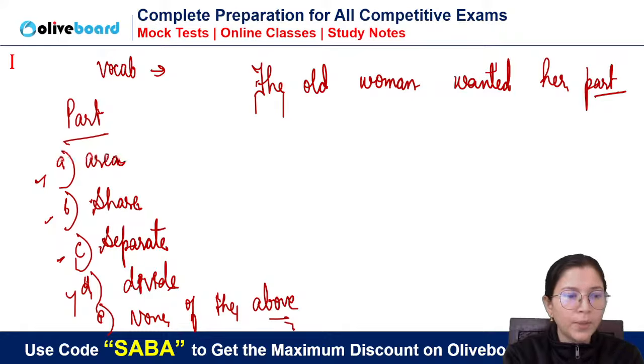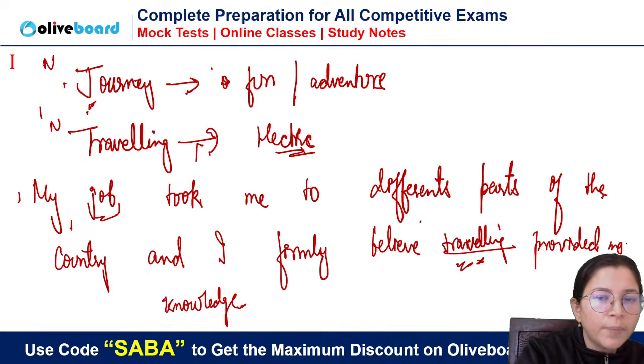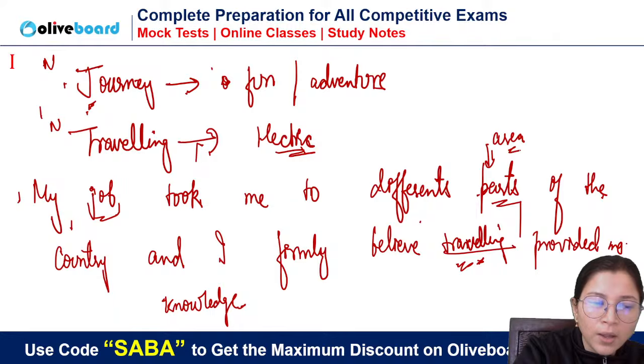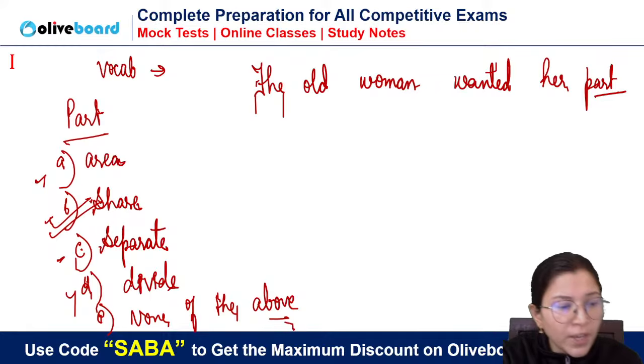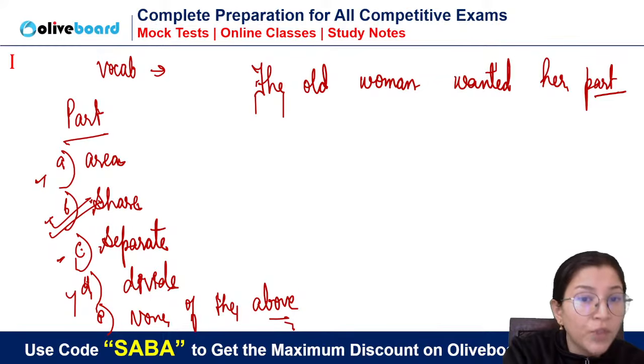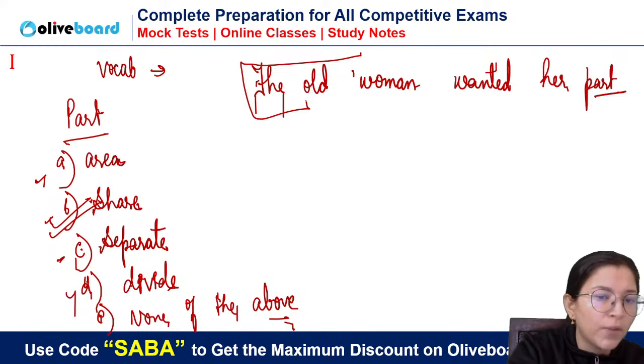Now tell me quickly what will be the meaning of the word part here. See, the word part here means share. And I gave you one question: my job took me to different parts of the country. If this is the context, तो यहाँ पे part का क्या मतलब निकलेगा? Area निकलेगा. तो अलग अलग context में vocab आपके निकलते हैं. तो always when it is contextual vocabulary, we have to see the sentence where this word is used. Contextually, we have to see where it is used.